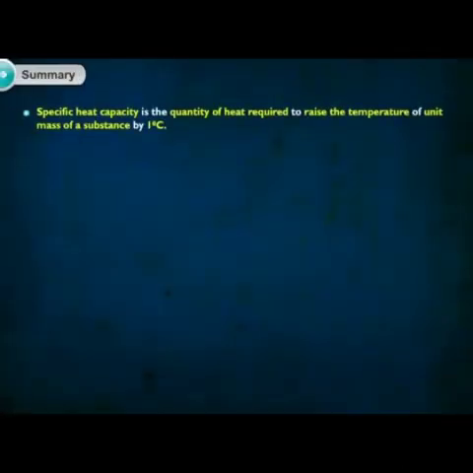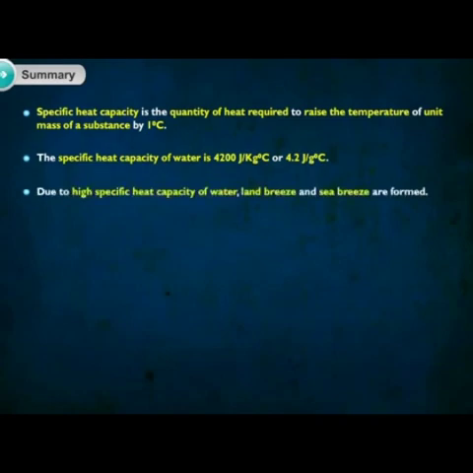Specific heat capacity is the quantity of heat required to raise the temperature of unit mass of a substance by 1 degree Celsius. The specific heat capacity of water is 4200 joule per kg degree Celsius or 4.2 joule per gram degree Celsius. Due to high specific heat capacity of water, land breeze and sea breeze are formed.